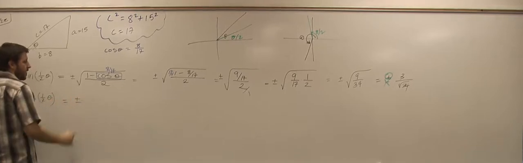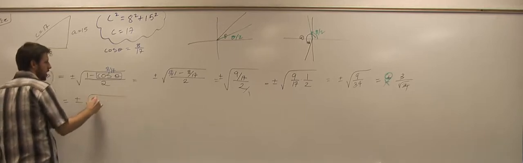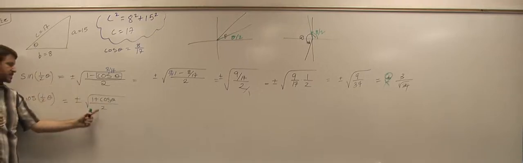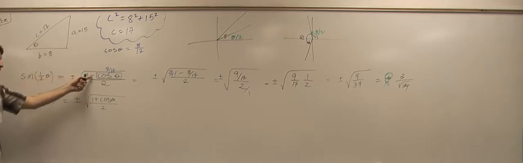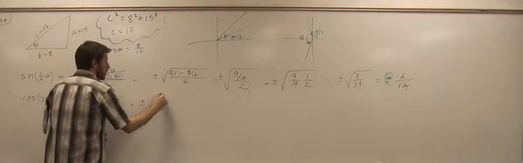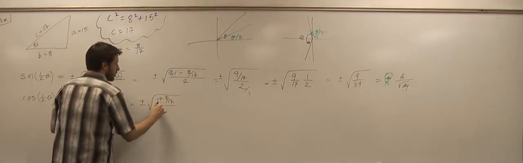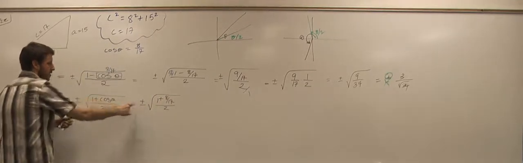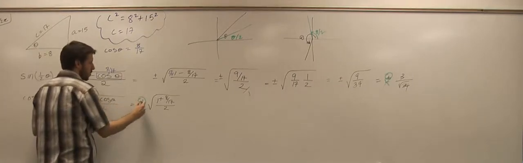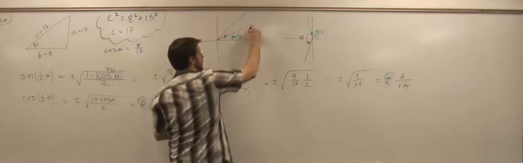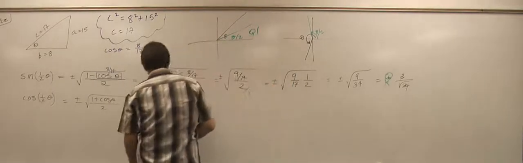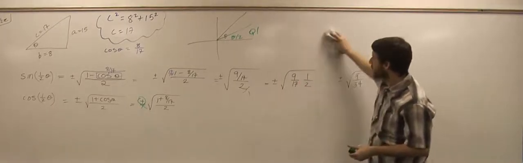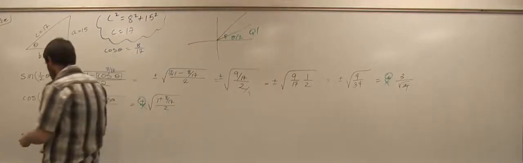Maybe I'll let you simplify this one, but it should just end up being 1 plus cos theta over 2. Right? The formula for the half angle for cosine is exactly the same except with a plus in the middle instead of a minus. So it'll become plus or minus root of 1 plus 8 over 17, over 2. And then will this one be positive or negative outside? Positive again because we're in quadrant 1. So then you can do your simplification on that.